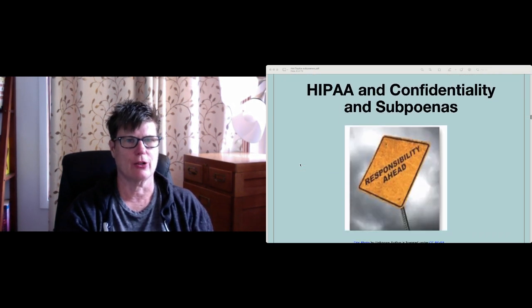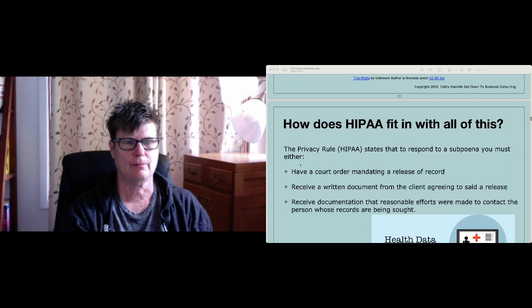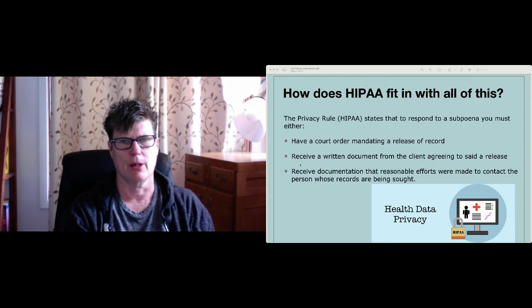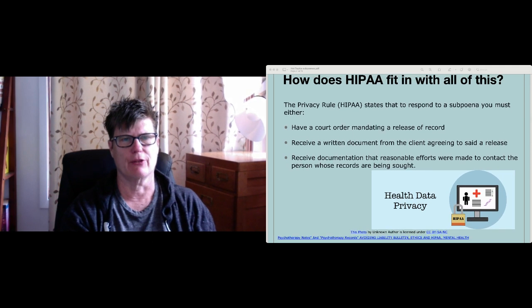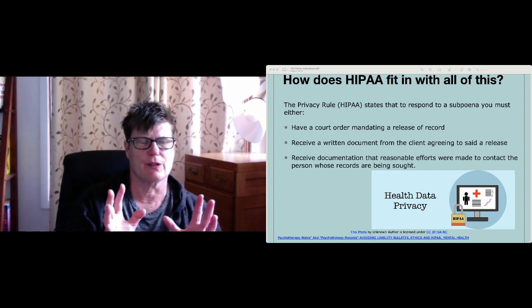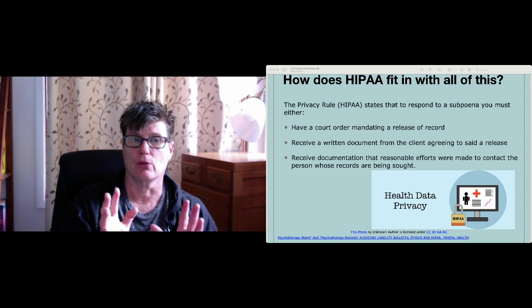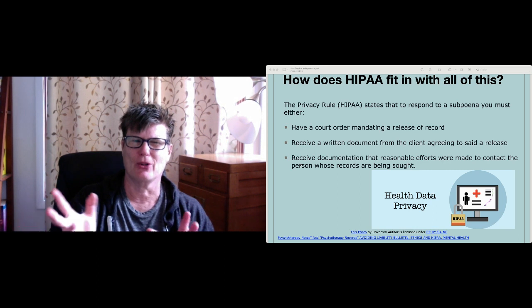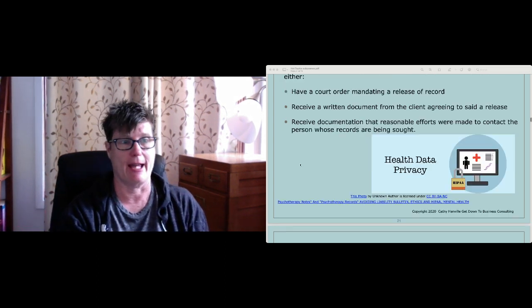The next factor is HIPAA. HIPAA fits in because the privacy rule states that to respond to a subpoena, you must either have a court order mandating the release or receive a written document from the client agreeing to said release. And then also number 3, which is receive documentation that reasonable efforts were made to contact the person whose records are being sought. You know, it's interesting because sometimes you have to go with the most restrictive rules. So number 3 is something that HIPAA says is okay, but our code of ethics is a little iffier on that.